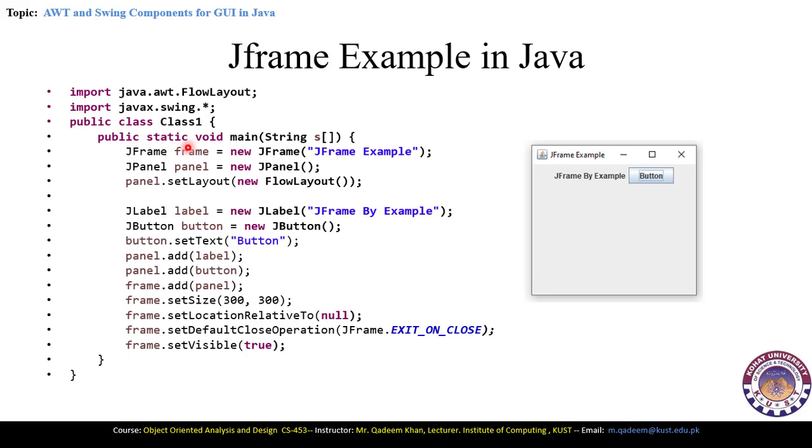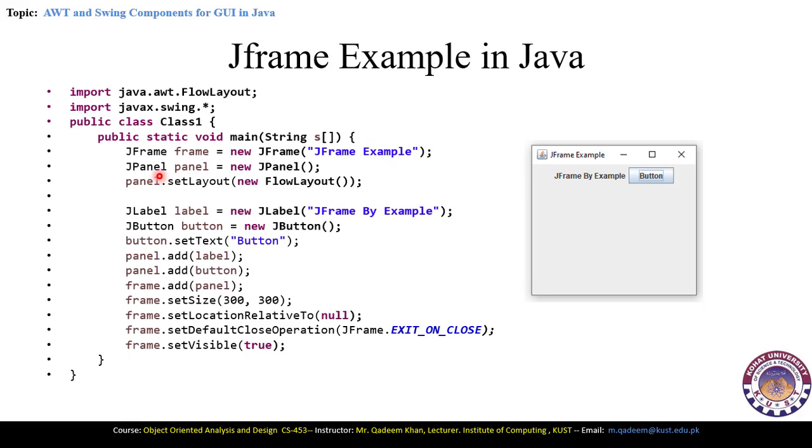Now we have the public static void main function. Void main is a function which must be in every Java or C++ or C# program, and there should be at least one void main function where the program execution starts. First we have declared the frame object of JFrame: frame = new JFrame, and it is a constructor which takes a string parameter which will set the title of the window. Here JFrame Example is the title.